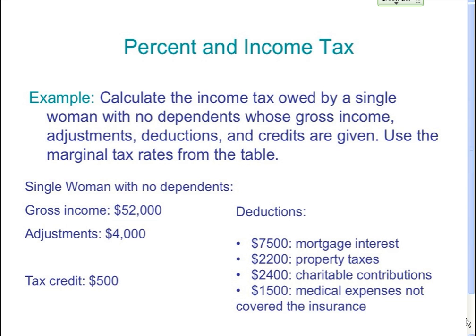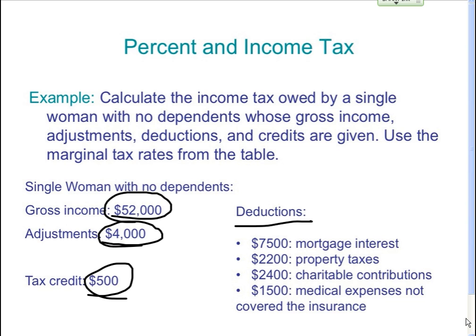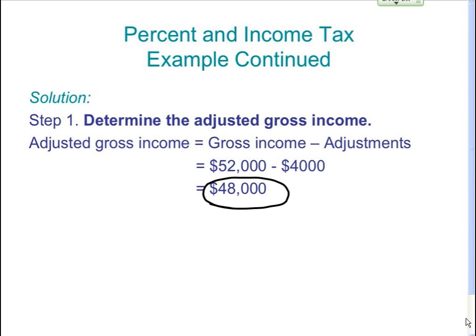So the first thing we want to do is figure out adjusted gross. Adjusted gross is the total gross income, subtract off any adjustments. Well, on the previous slide, it said we had adjustments of $4,000. So we're going to take our gross and subtract off the adjustments of $4,000. So adjusted gross right now is $48,000.